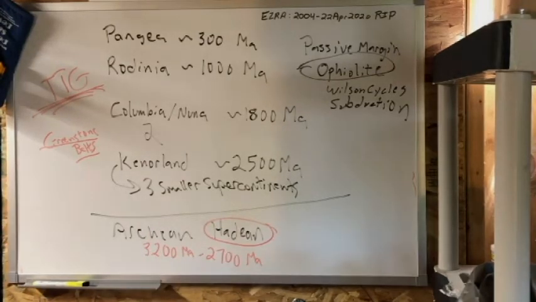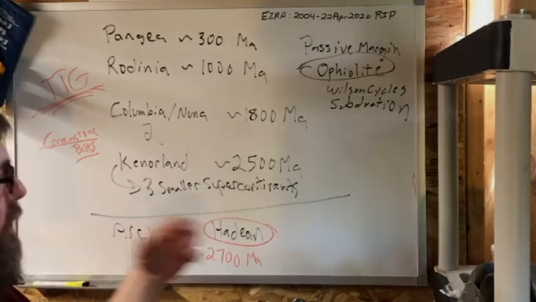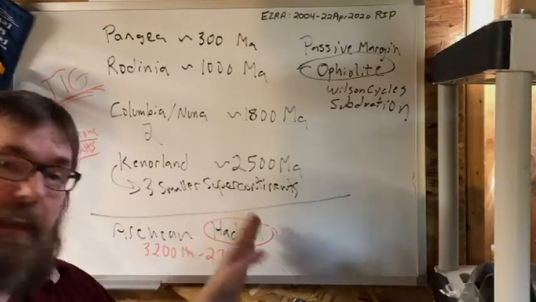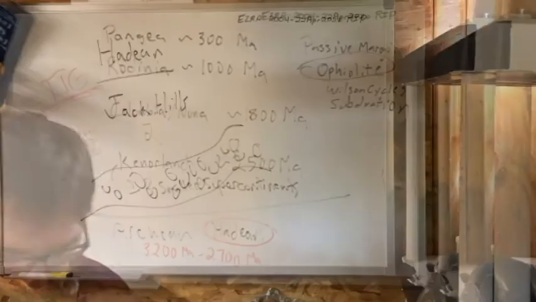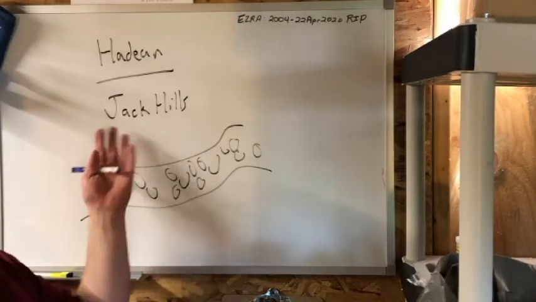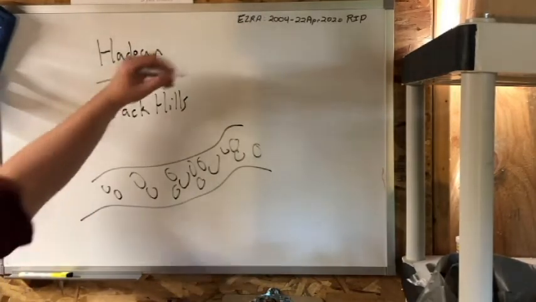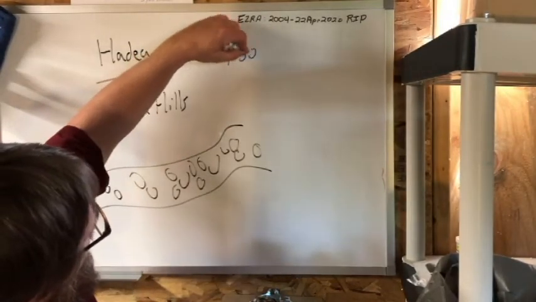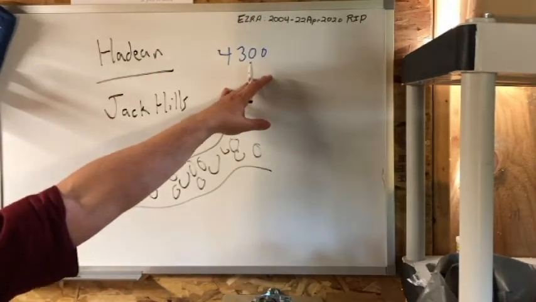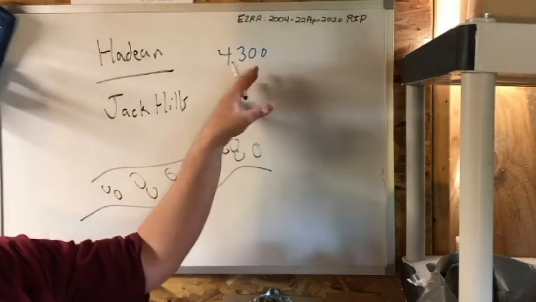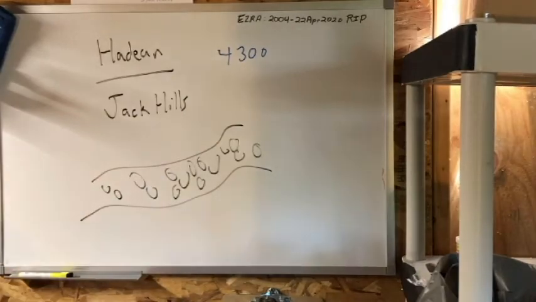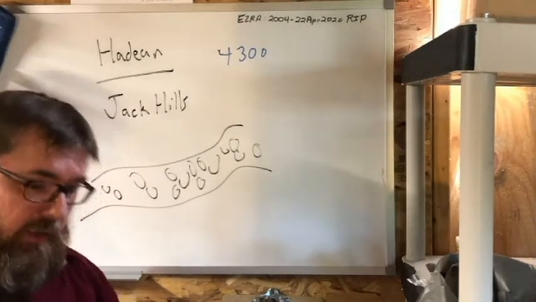We can't assume that. Why? We have no confirmed continental crust of Hadean age. Some of you have probably heard of Jack Hills, might be like, wait, Steve, but we have 4,300 million year old or 4.3 billion year old zircons in the Jack Hills. So there must have been continental crust then.